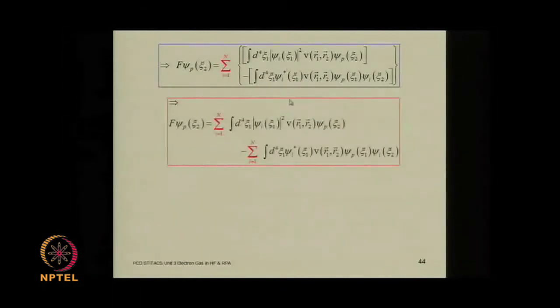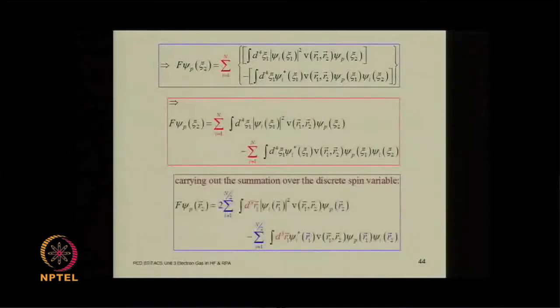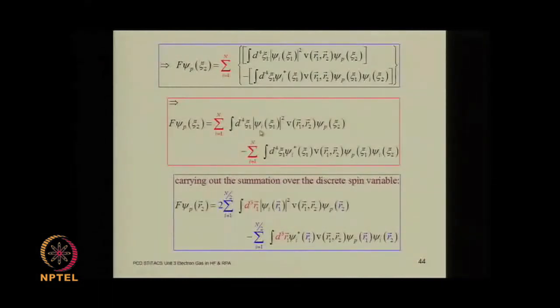There are two terms, so I write them separately one more time. It is nice to do this, go back and forth, because then it gives you some flexibility on rearranging the terms. So, now once again we rewrite them as two separate terms, and you will see why. So, now we carry out the summation over the discrete spin variables. This is d4 xi 1, this is d4 xi 1 as well, which means that it includes the discrete summation over the spin variable. We carry out this discrete summation explicitly as before.